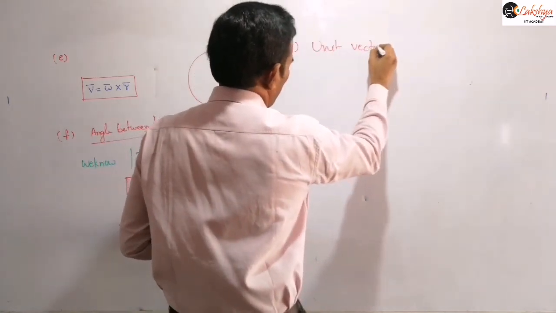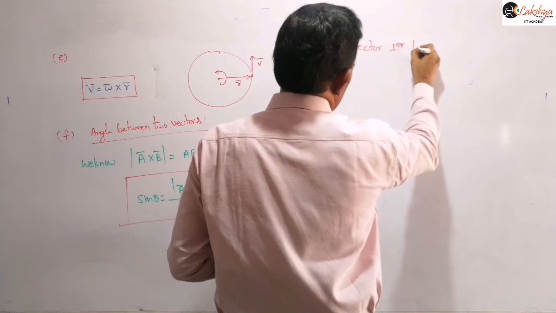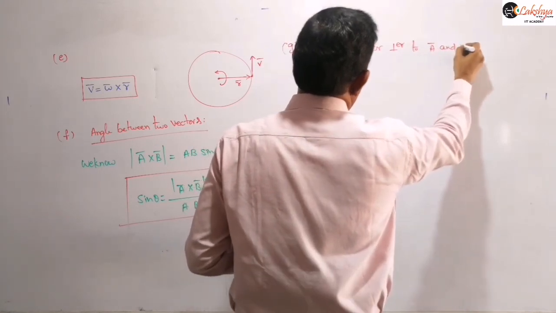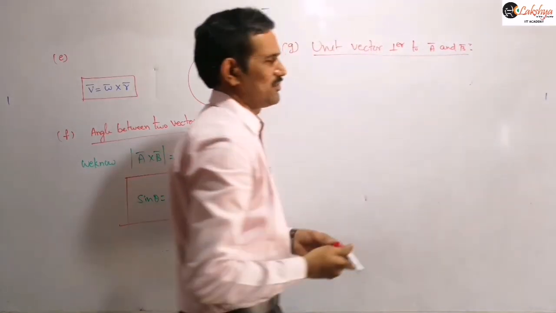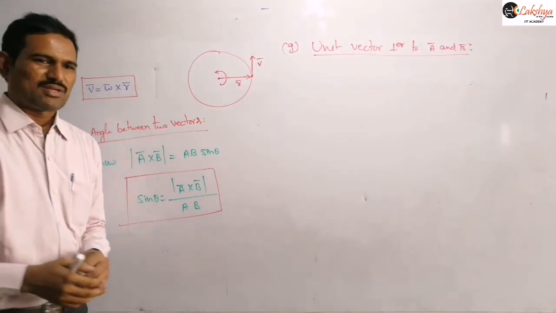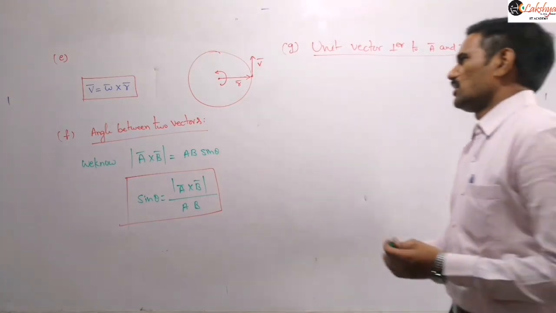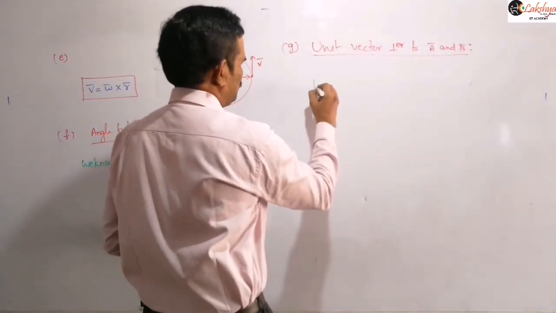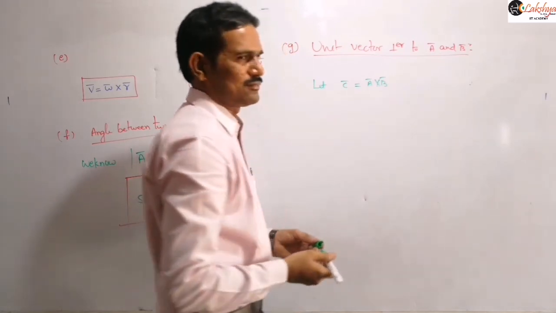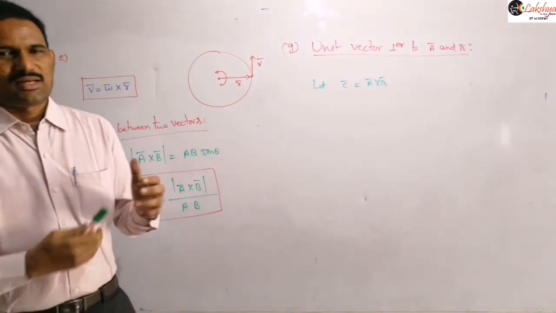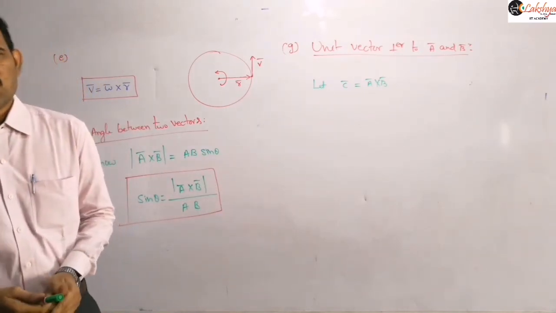Next, another application is the unit vector perpendicular to a bar and b bar, or sometimes they will ask for the unit vector perpendicular to the plane containing a bar and b bar. So how do we find it? Simply, let c bar be equal to a bar cross b bar. That means I am assuming that the cross product of the two vectors a bar and b bar will give another vector, and that vector we are taking as c bar.